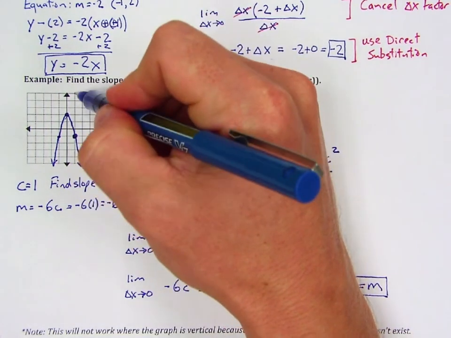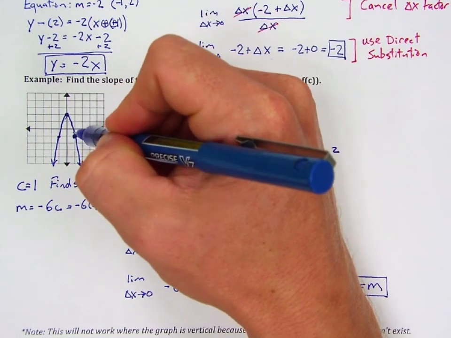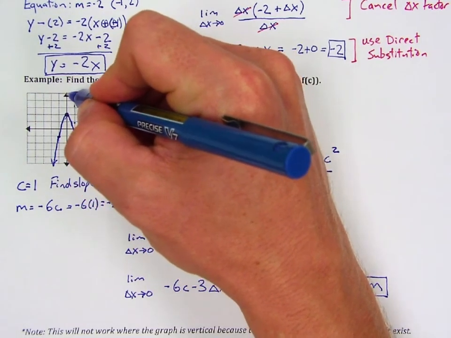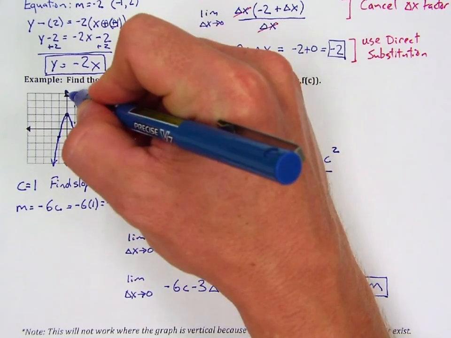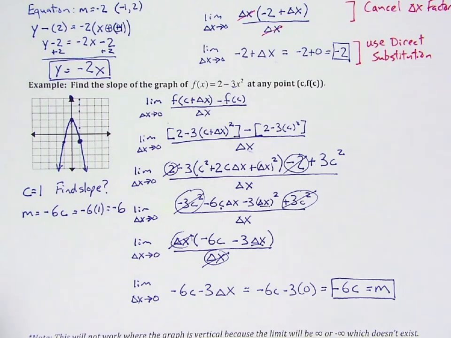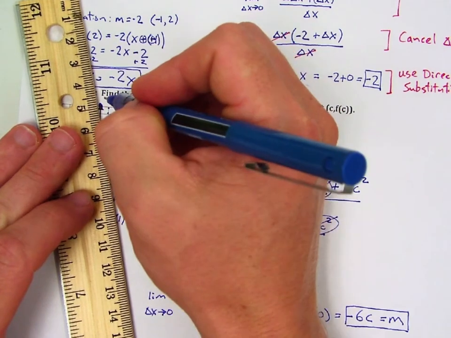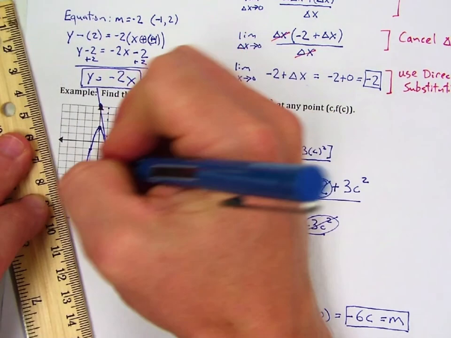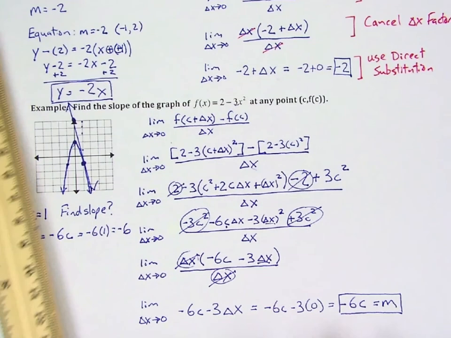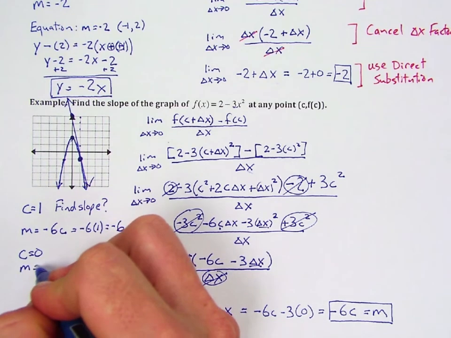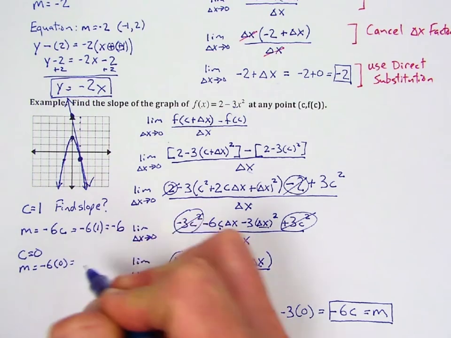So we can actually put another point here to get our tangent line. So negative 6, 2, 3, 4, 5, 6, and then over 1. So this would, in a sense, give us the slope of negative 6, so we can draw that. Okay, and so there would be our tangent line. What happens if c equals 0? What is your slope? Well, m equals negative 6 times 0, and it equals 0.